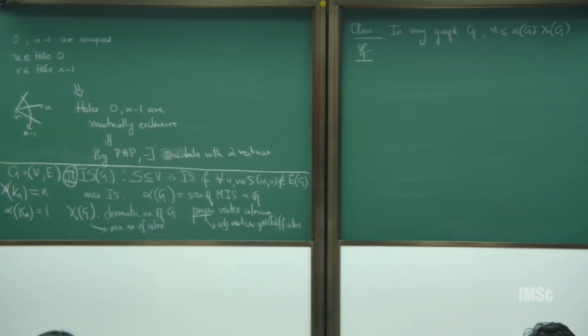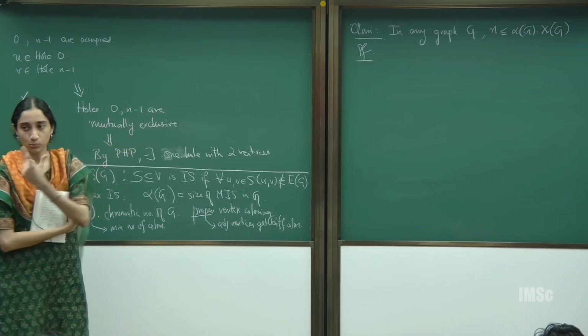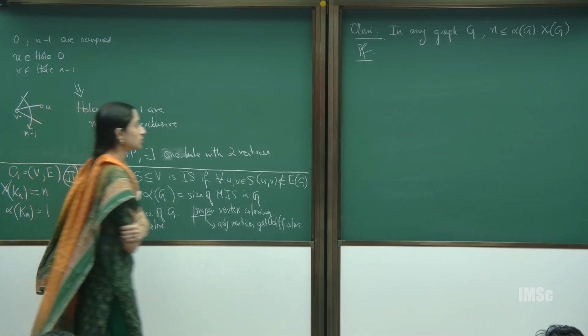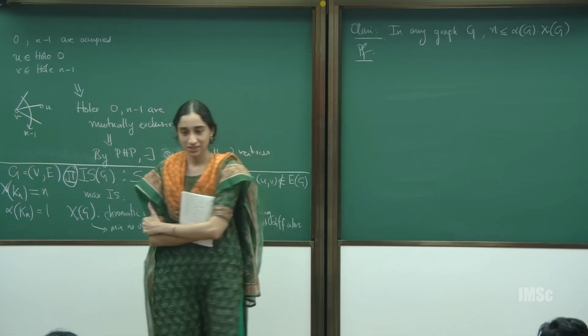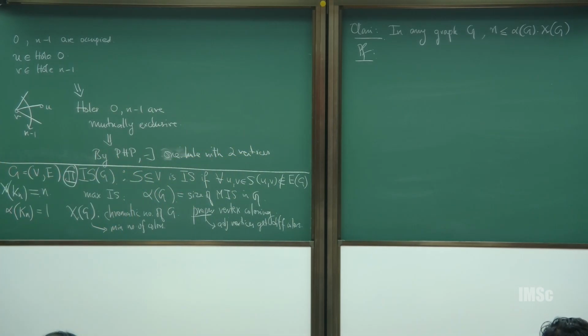So this means that alpha of G is at least n by chi of G. Okay, that's what we are trying to show. So this means that they are inversely proportional. So how do you prove this? It's already there, like I already gave the hint.